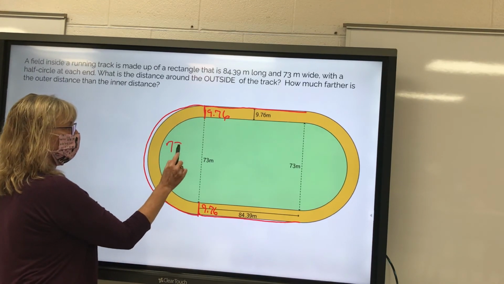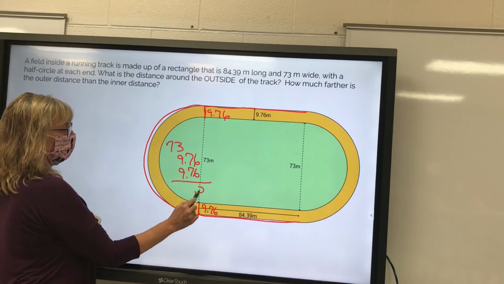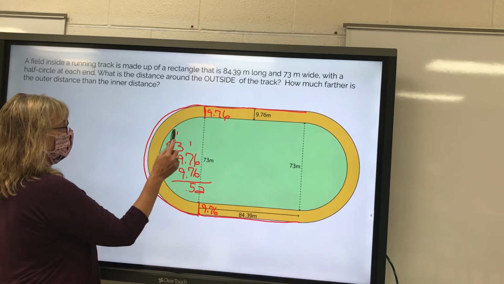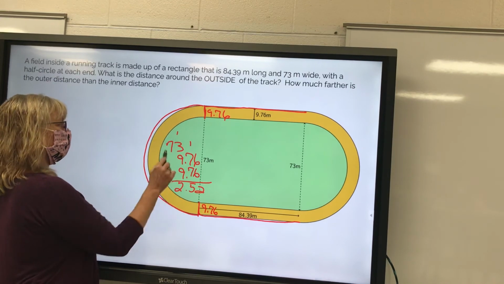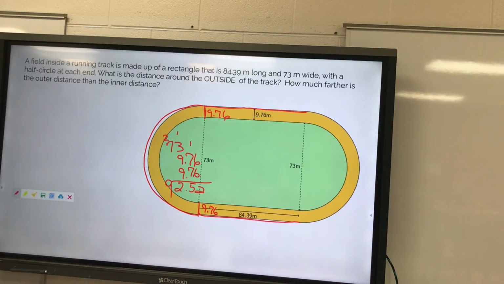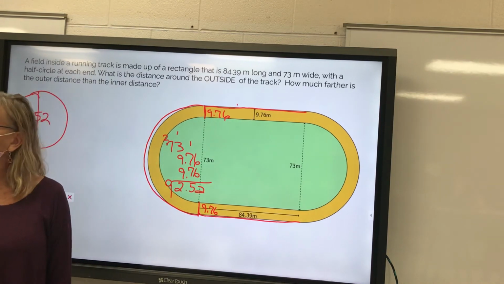So my diameter is really 92.52. Do you see where I got that from? Okay, so my diameter is 92.52. And I'll multiply that by what to get the circumference? 3.14. And then I'll add 84.39 and 84.39.